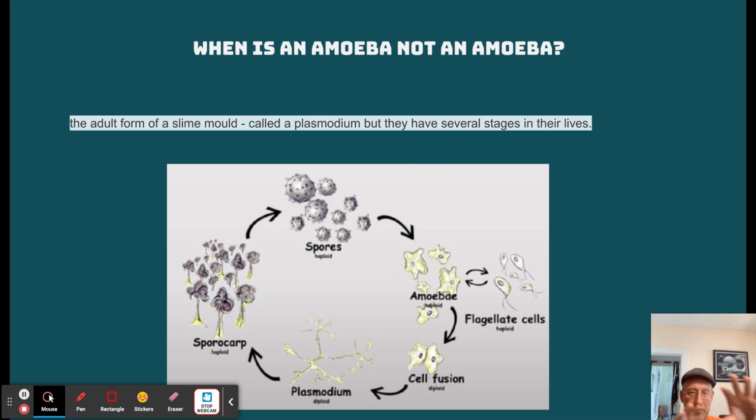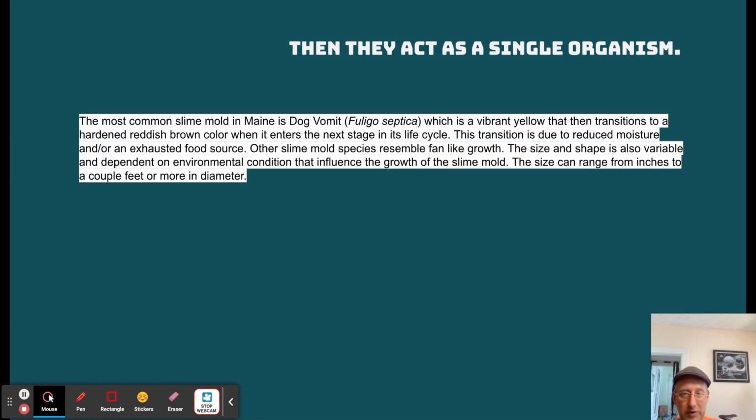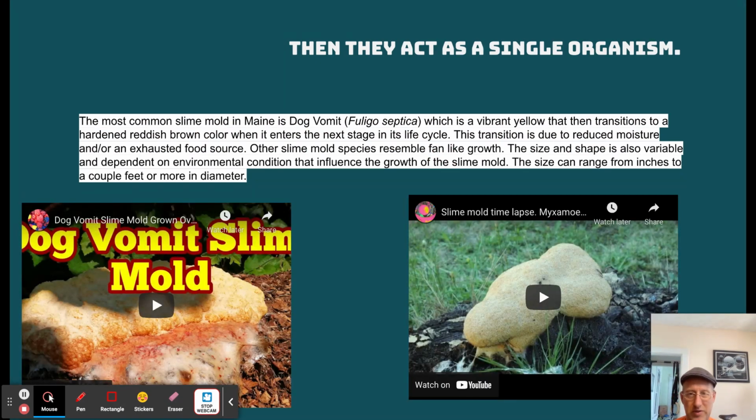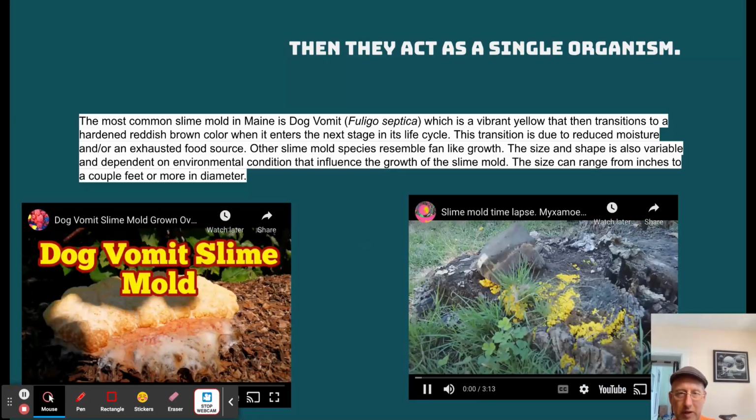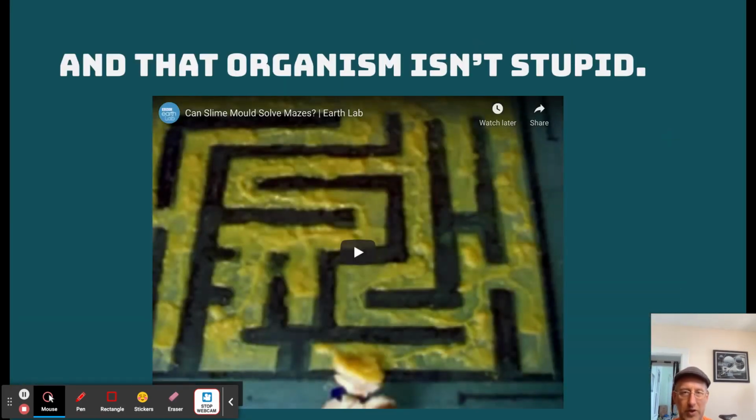So spores can actually go from single amoeba, cell fusion, plasmodium to sporocarp, and they send out spores to a different area. These are different kinds of spores. There's dog vomit slime mold, and there's slime mold time lapse. You can watch these things on the slideshow kind of grow and do these really weird things. So we're talking about single cell organisms forming multicellular organisms. Now, these multicellular organisms can figure out their way through a maze. So we're talking about single celled amoebas becoming multicellular organisms, and then those being intelligent as a multicellular organism.